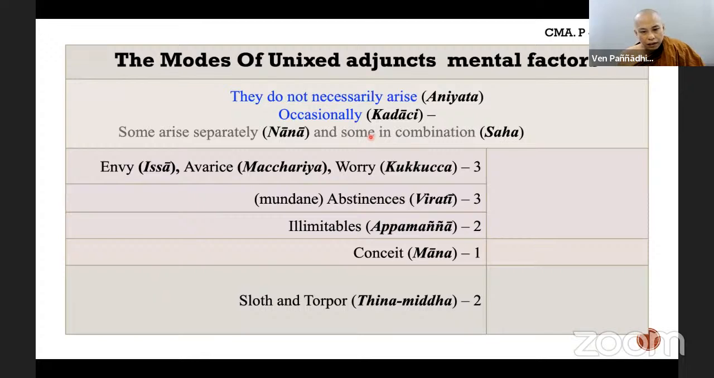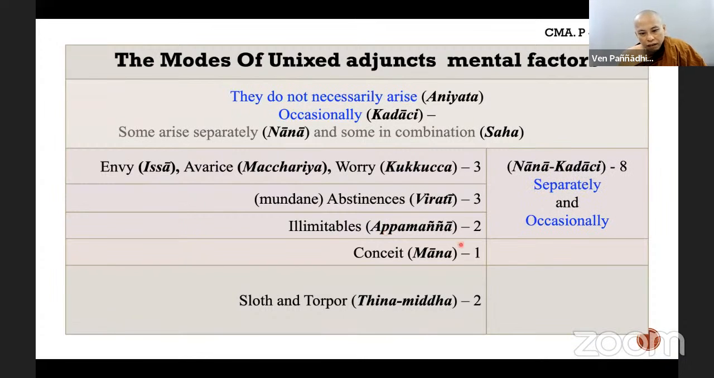Another aspect is divided into two parts, nana and saha. They are opposite to each other. Nana is separately, saha is combination. So we will see what are the nana and what are the saha. All of them are aniyata, because we already said they are unfixed, right? All of them are unfixed.